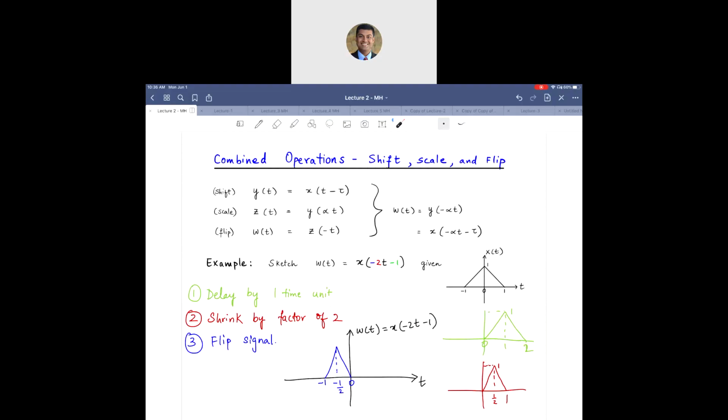Of course, if you want to do it in a different way, there is no signal operations police that is going to come to catch you. All you have to do is keep track of it. If you choose to do the flipping first, the delay will become an advance, right? So as long as you're keeping track of that change, you will be fine. This is only the recommended sequence of combined operations so that there is some sort of a structure to the three operations combined. And there have been some homework problems assigned to get you some practice on this.